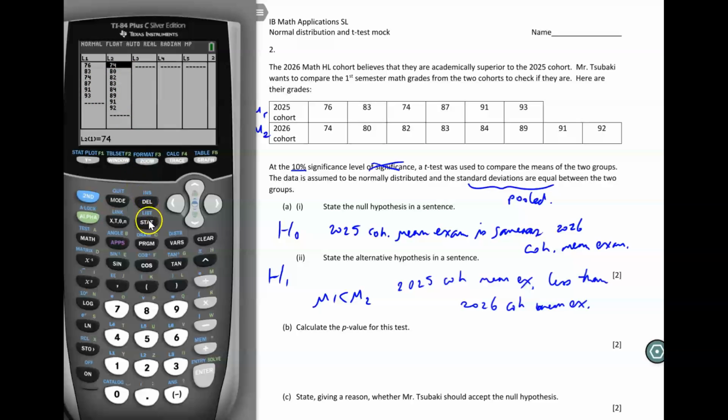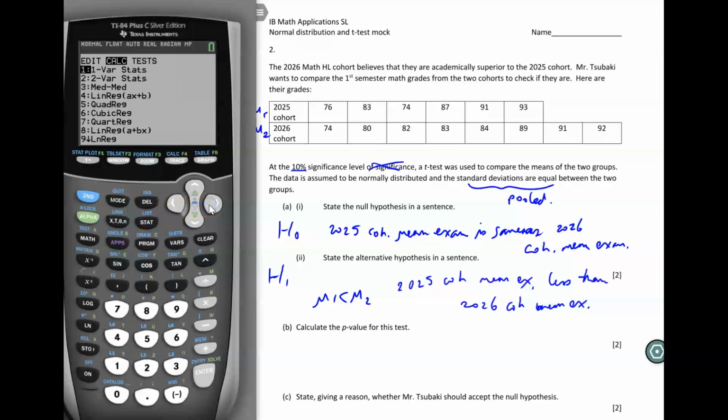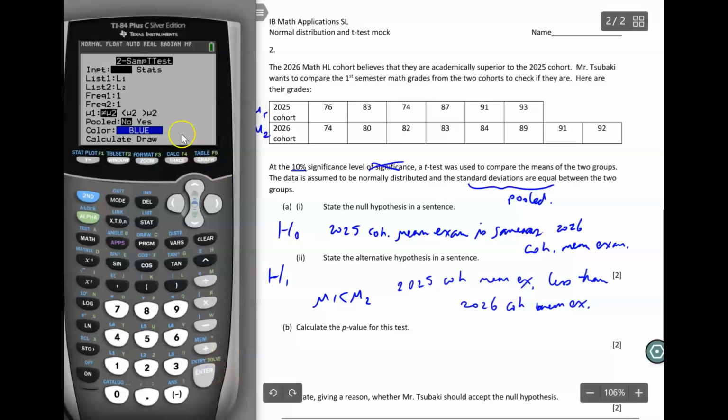Okay, so I'm going to do stat, test, and then I'm going to go down to option 4, which is the 2-sample t-test. You're always going to use the 2-sample t-test for the exam. You're always going to put data because we got data for both. We don't have mean and standard deviation. We actually have data. List 1 and list 2, it's convenient if you always use that. Frequency 1, frequency 2, put mu 1 for both.